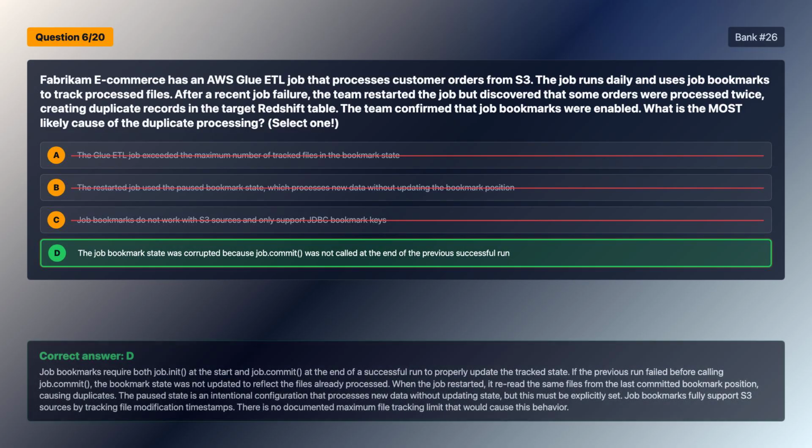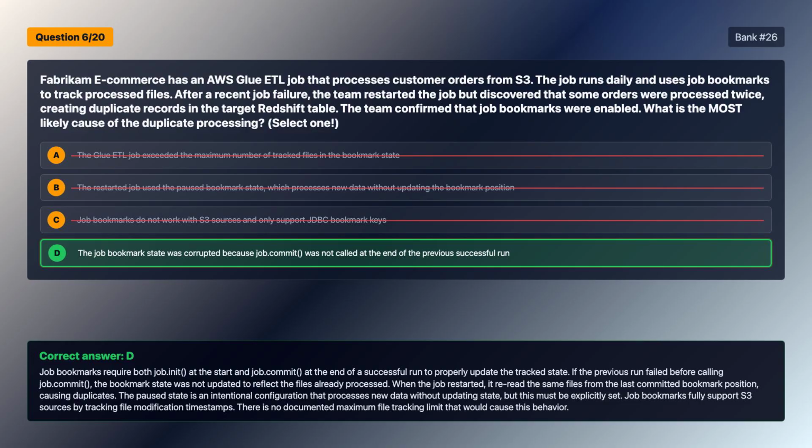The correct answer is option D. Job bookmarks require both job.init at the start and job.commit at the end of a successful run to properly update the track state. If the previous run failed before calling job.commit, the bookmark state was not updated to reflect the files already processed. When the job restarted, it reread the same files from the last committed bookmark position, causing duplicates.